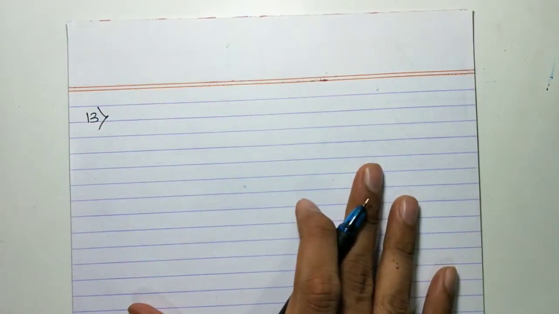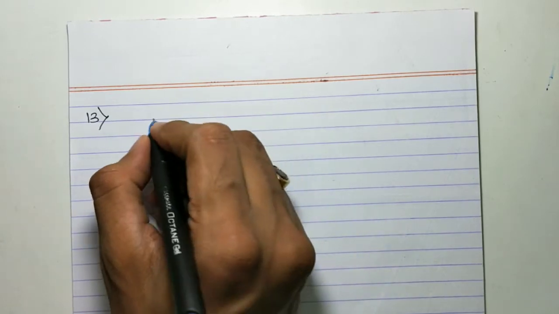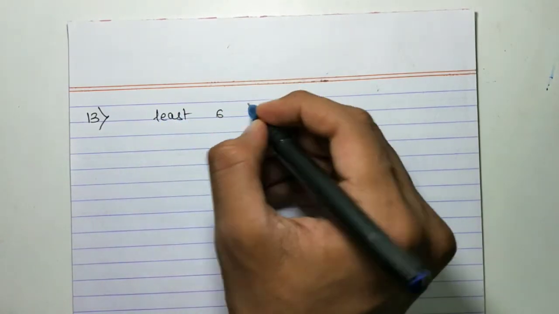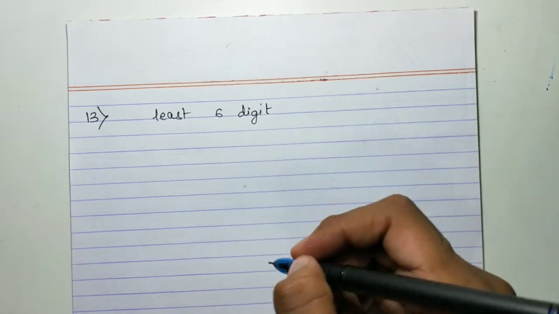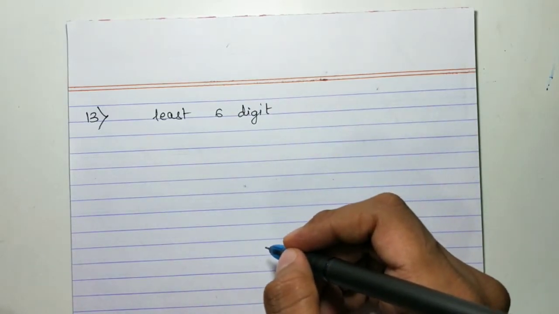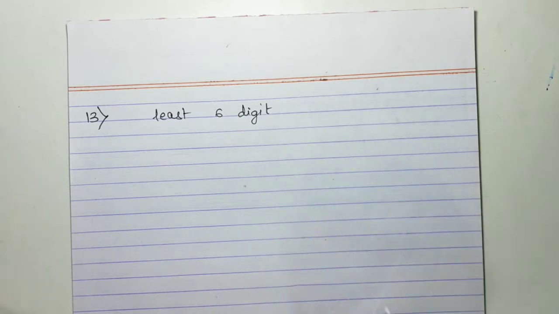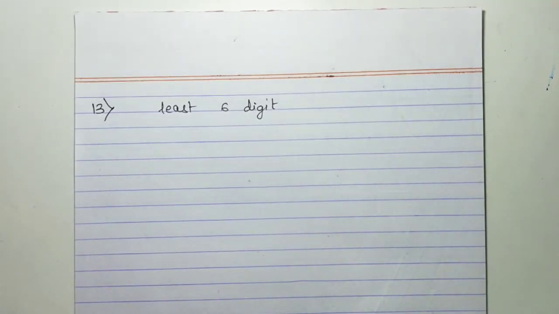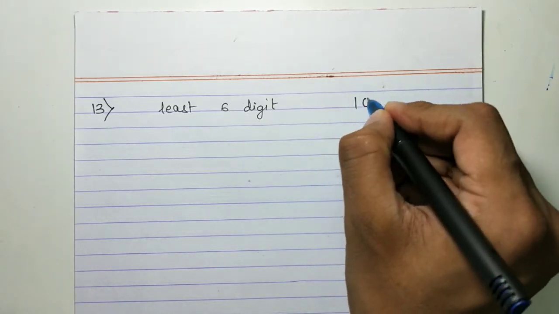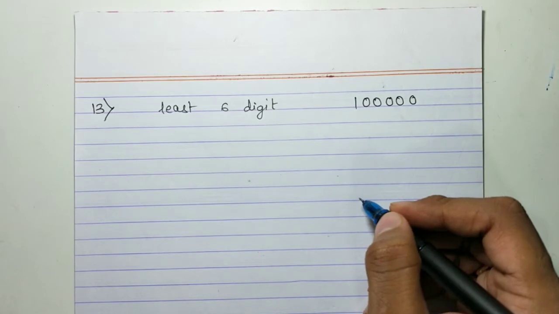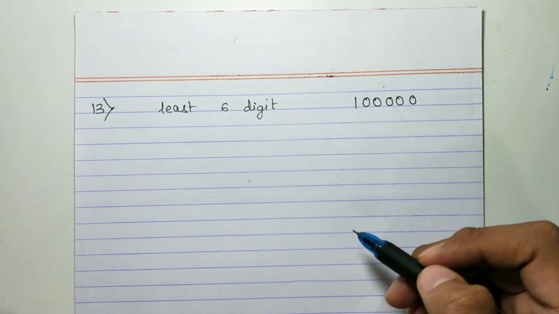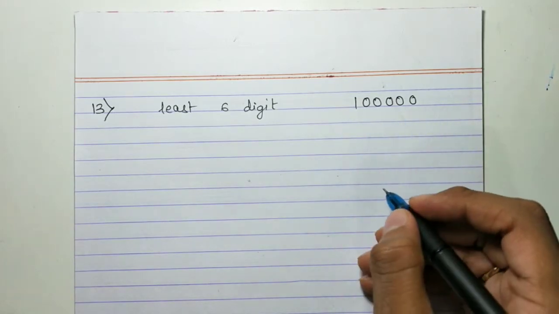Next. Question number 13. Find the least 6-digit number that is a perfect square. So first of all, I'll write the least 6-digit number, the normal least 6-digit number. Okay, so the least 6-digit number is 1 lakh. This is the least 6-digit number.